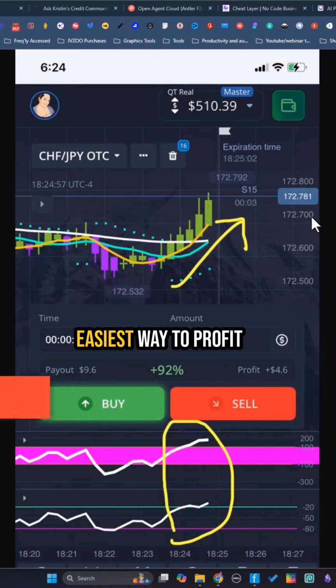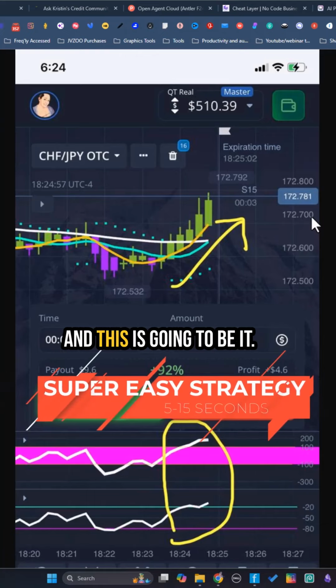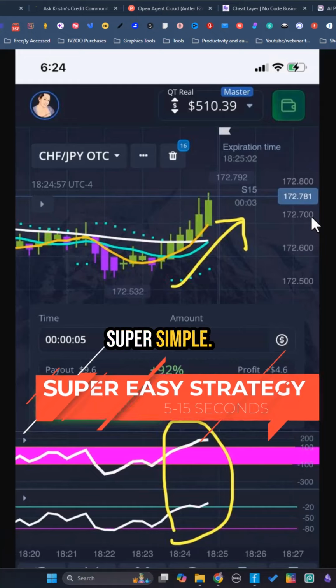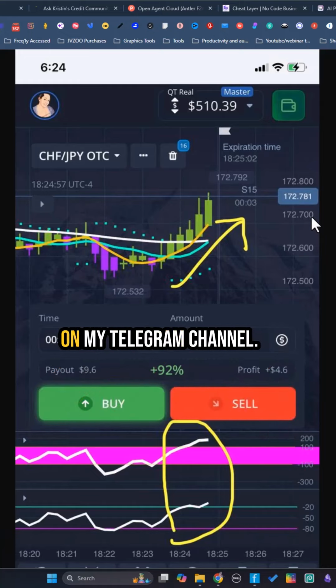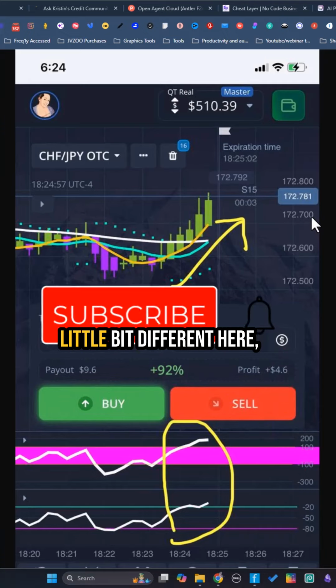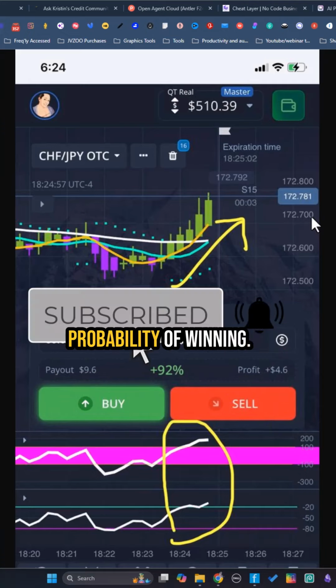You're looking for the easiest way to profit with binary options, and this is going to be it. I'm going to break it down for you. Super simple. All strategy settings are down in the description on my Telegram channel. We do have something a little bit different here, but it's going to increase the probability of winning.